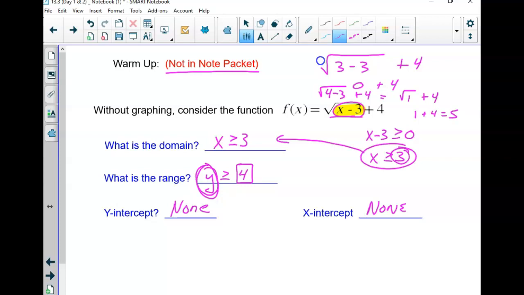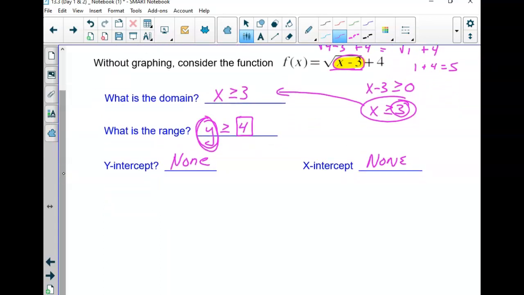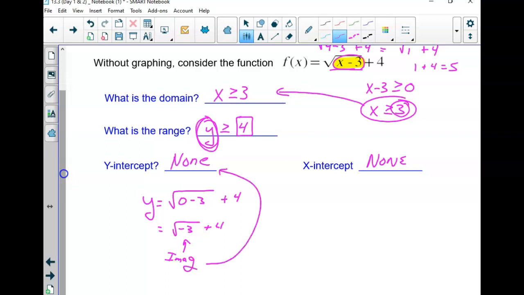Now the y-intercept, okay, don't get all wigged out on this one. Remember, we want to find out what is y when we put 0 in for x. Well, that's going to give me the square root of negative 3 plus 4. This is imaginary, so I'm never going to hit the y-axis.